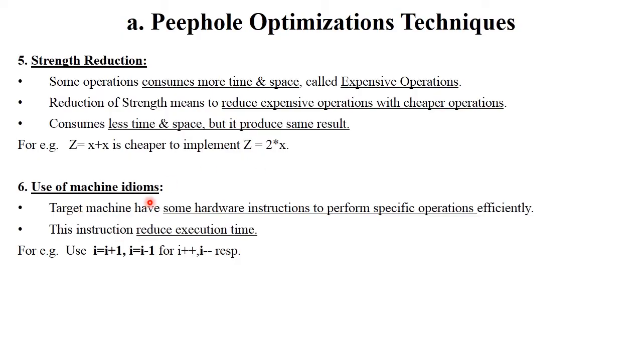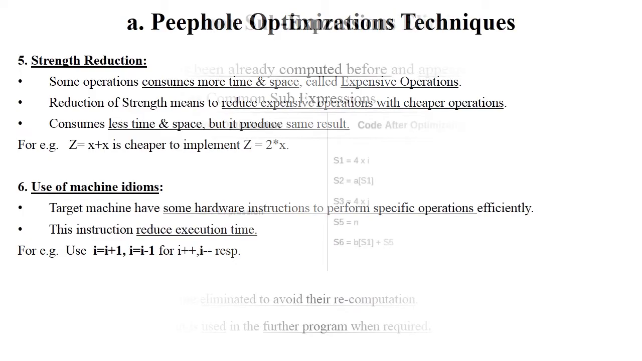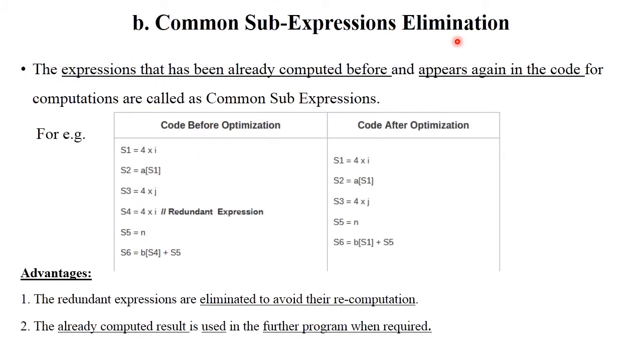Next one is use of machine idioms. The target machine has some hardware instructions to perform specific operations efficiently, which reduces execution time. So you should use I plus plus instead of I equal to I plus 1, and I minus minus instead of I equal to I minus 1. This requires less time and less space. So this is called the peephole optimization technique. You should use this optimization technique while writing programs. Clear? Okay. Common subexpression elimination.